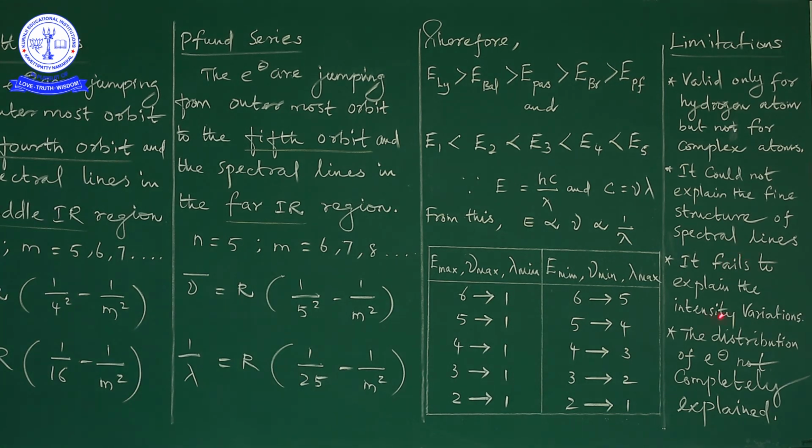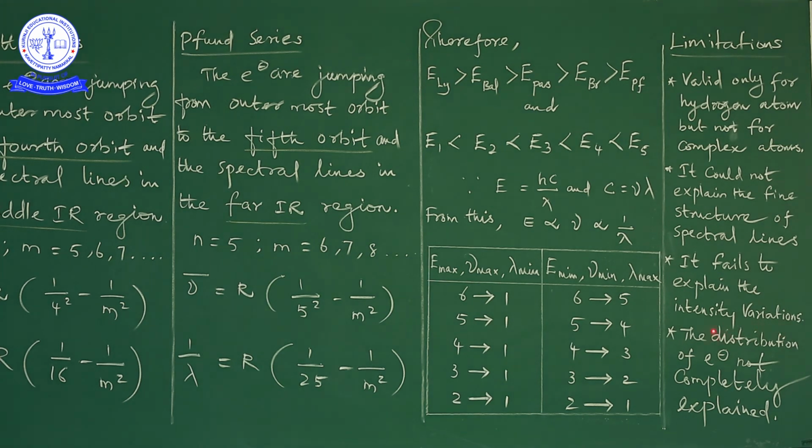And third, it fails to explain the intensity variation. Intensity means the brightness of the series. Brightness depends upon the wavelength also. So we have discussed 5 different series using the hydrogen atom, but we are not able to explain the intensity variation present in these 5 series.